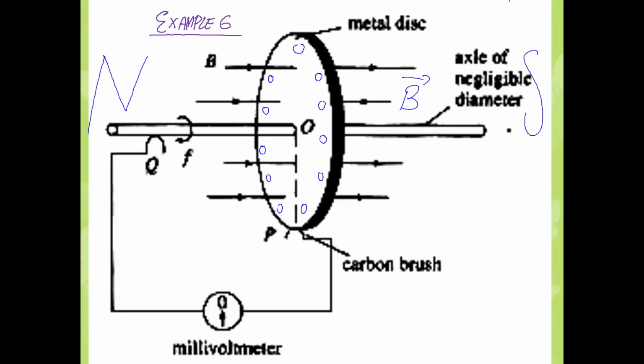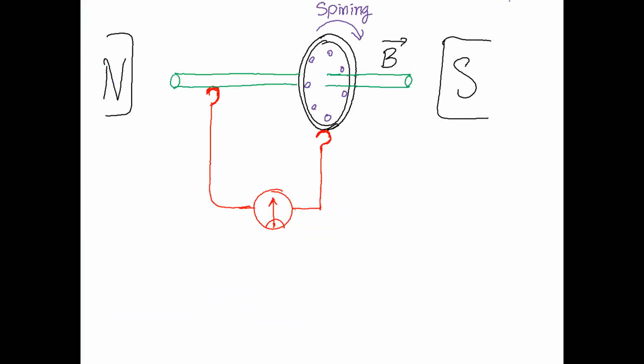Example 6, it's a metal disc, a spinning disc. The disc is spinning in a magnetic field, and the disc has some holes which are cutting the field lines. When the disc is moving like this, it is cutting the field lines. And when it is cutting the field lines, it will induce an EMF according to Faraday law.